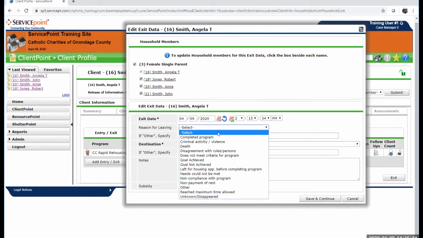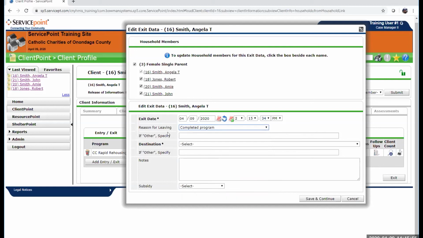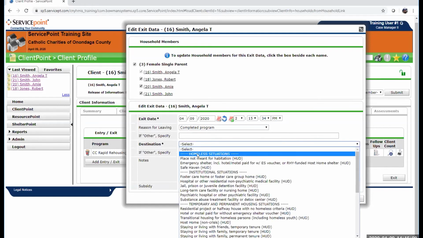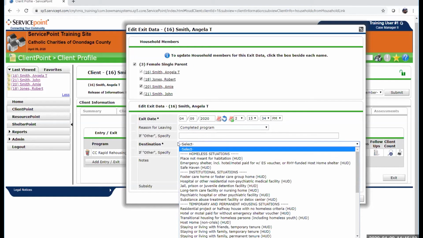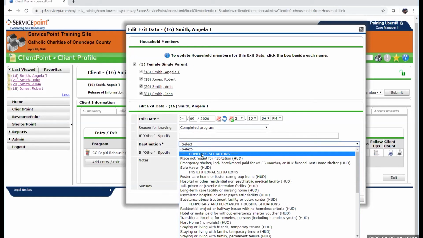Reason for leaving is going to be from this list of reasons someone left. If they completed the program, that's going to be completed program. If there was another reason that they left, you're going to select that here. The reason for leaving is not going to show up on your HUD reports, but it is useful to communicate to other programs why someone left the program. Destination is going to show up on your HUD reports. So it is very important to select the appropriate destination that someone went to.